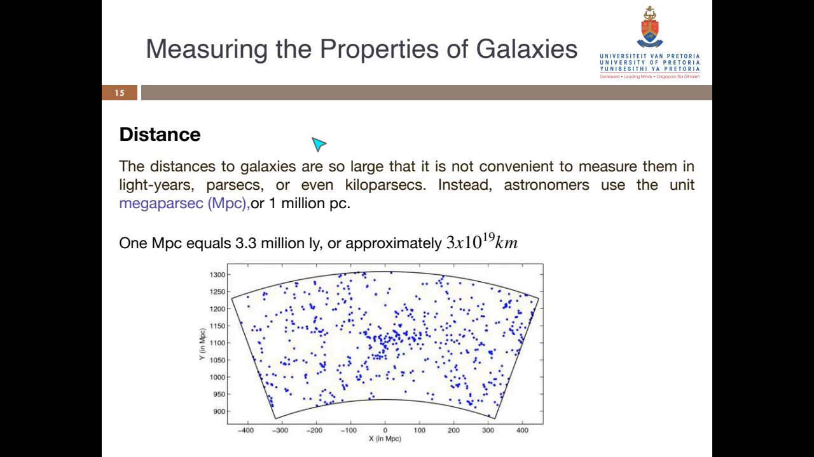The one main property we can measure for galaxies is their distance. The distances to galaxies are so large that it's not convenient to measure them in light years, parsecs, or even kiloparsecs. Instead, astronomers use a unit of megaparsec. One megaparsec is roughly 3.5 million light years across.